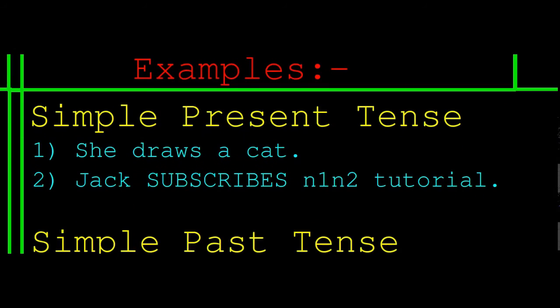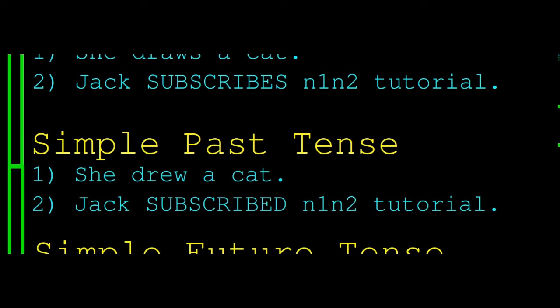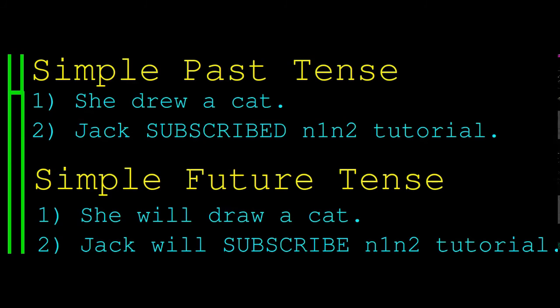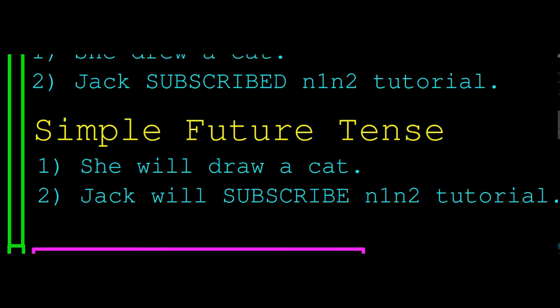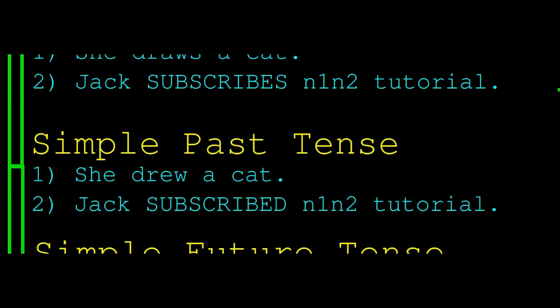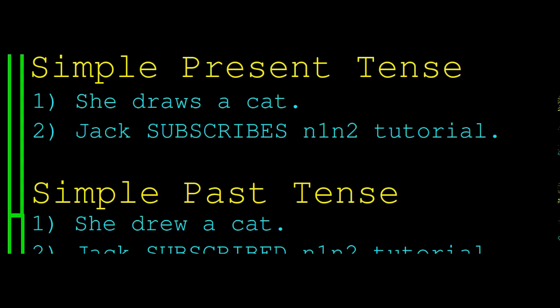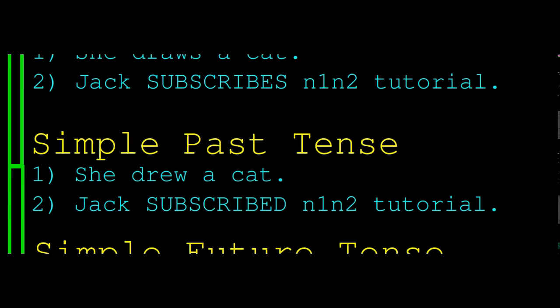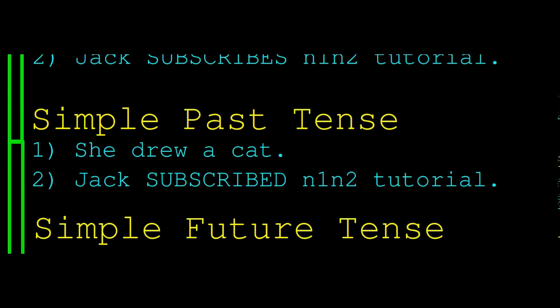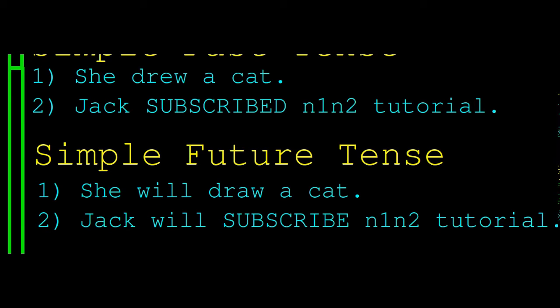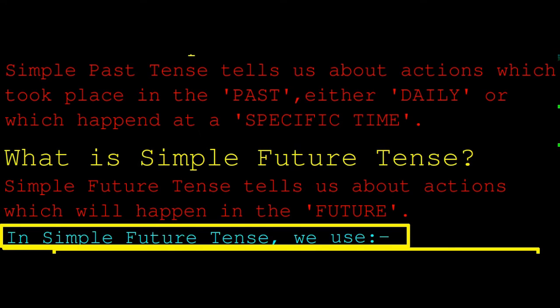And as you can see, in simple present tense it is draws. In simple past tense it will be drew. And in simple future tense it will be will draw. Number 2, in simple present tense it will be subscribes. In simple past tense it will be subscribed. And in simple future tense it will be will subscribe. So as you can see, I've explained it to you.